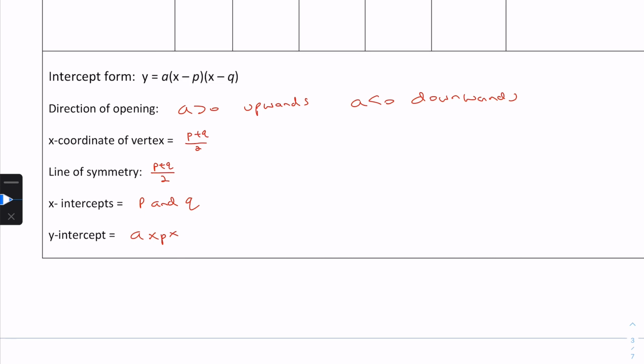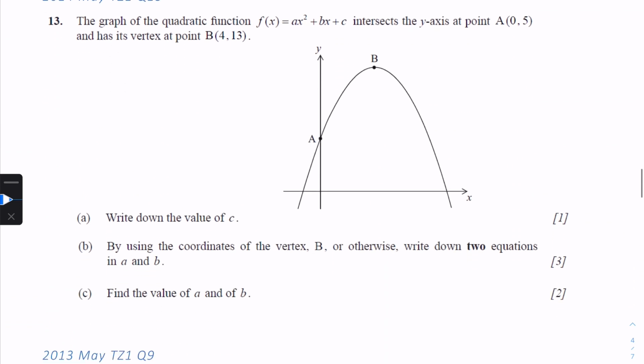I now continue with some IB questions to give you an idea of how they might ask some questions. So yeah, let's have a feel. The graph of the quadratic function is given as ax squared plus bx plus c, intersects the y-axis at the point (0, 5) and has its vertex at the point (4, 13). So what you are asked is, what do you fully understand, to go backwards? What information has been given?